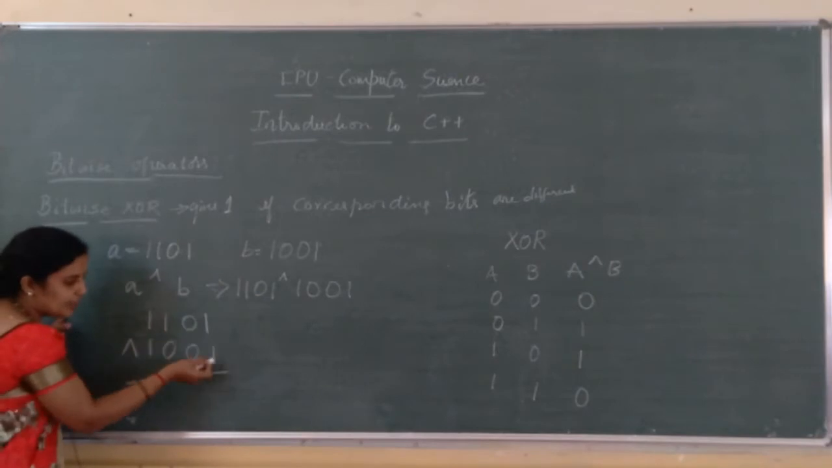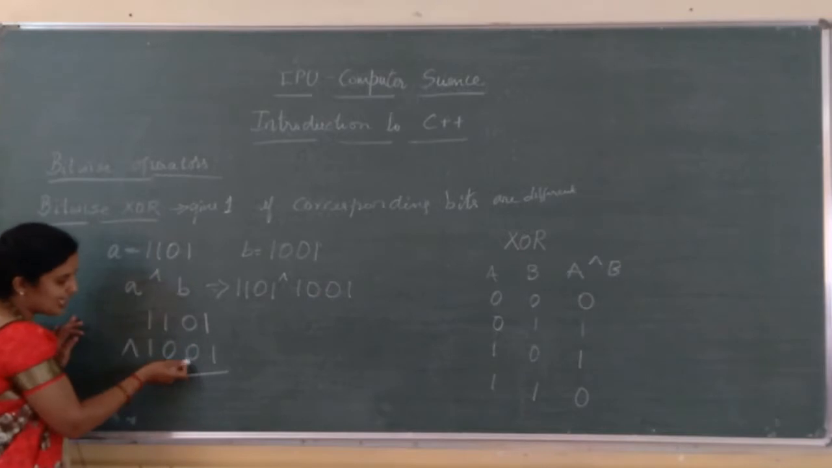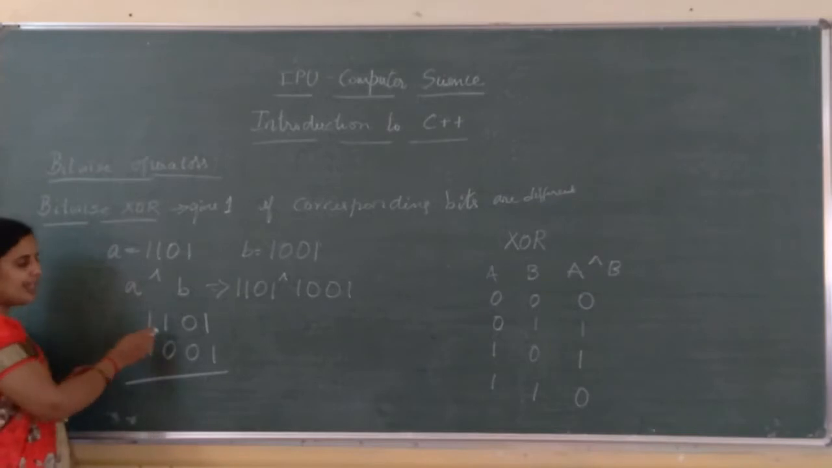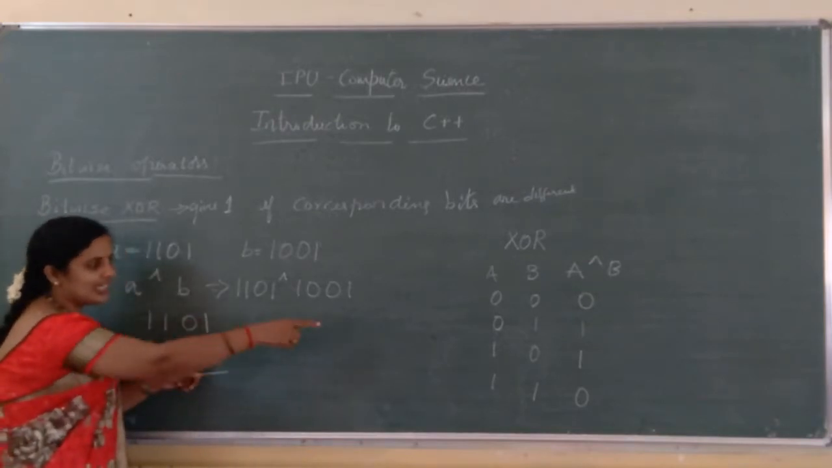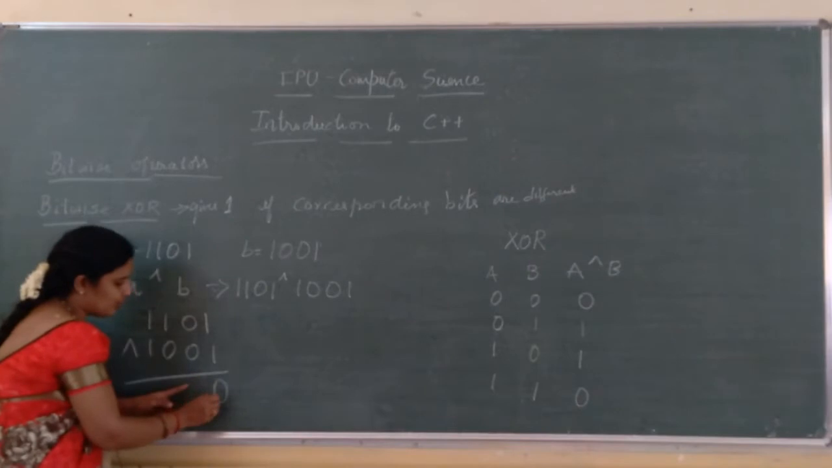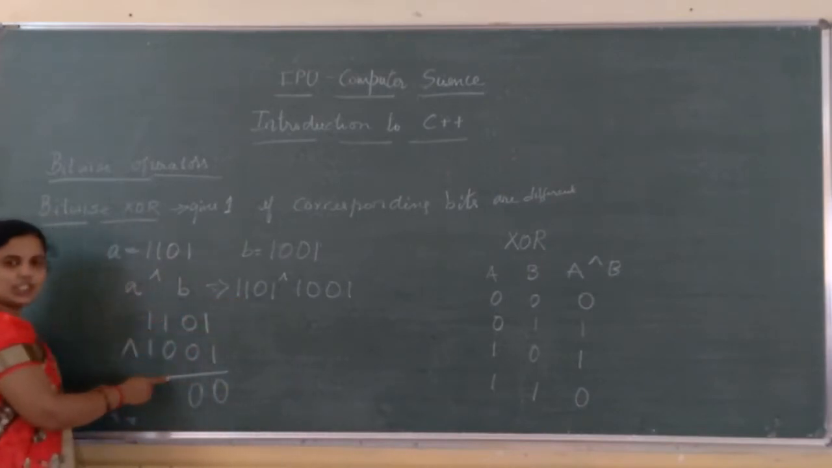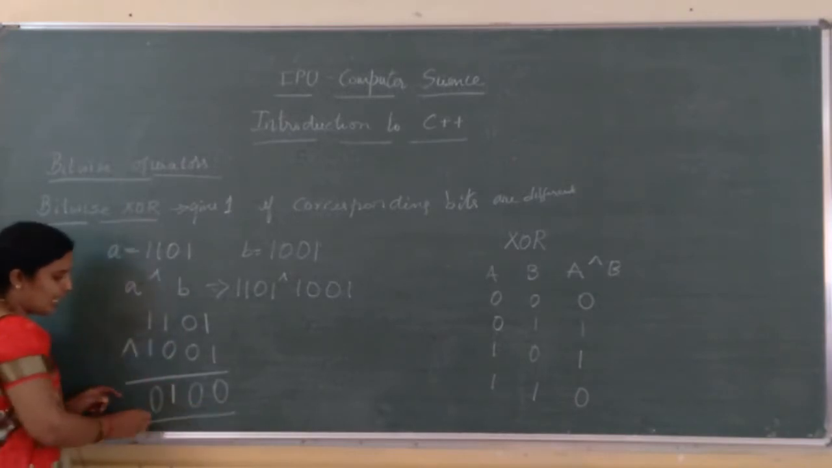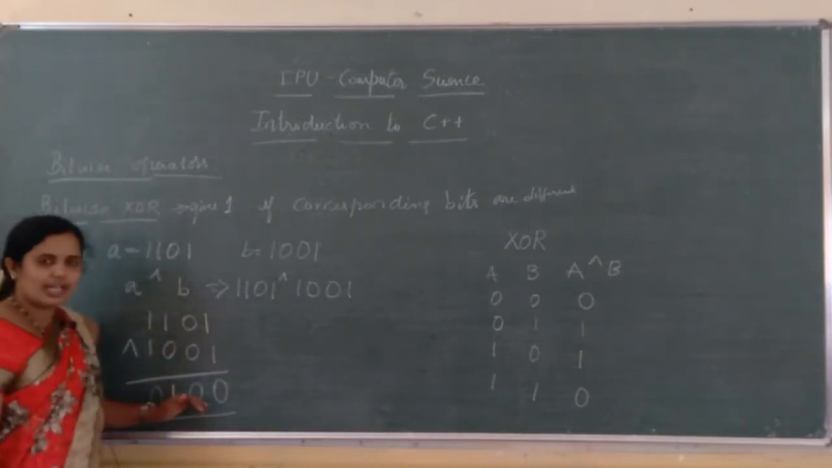I am performing a bit by bit operation: 1 XOR 1, 0 XOR 0, 1 XOR 0, 1 XOR 1, that I am going to perform now. Bitwise XOR operation, bit by bit. 1 XOR 1, what do I get? See the table, I get 0. 0 XOR 0, see the table, I get 0. 1 XOR 0, I get 1. 1 XOR 1, I get 0. So I get 0, 1, 0, 0.